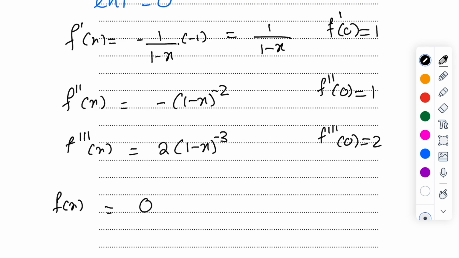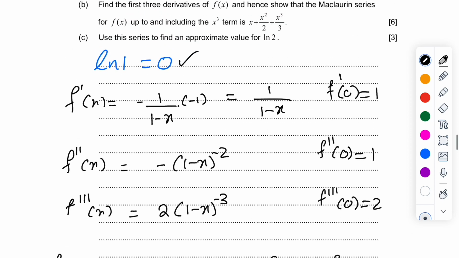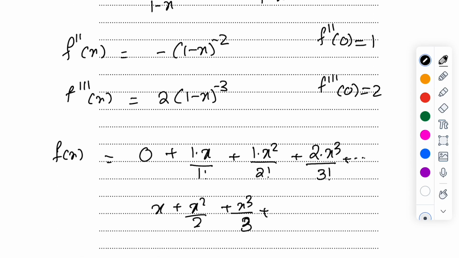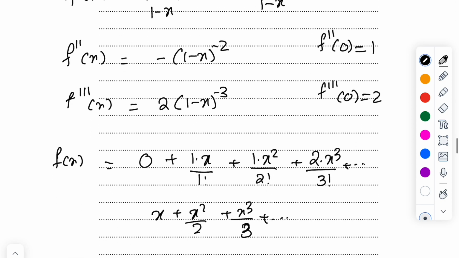In the function, you substitute 0, that is 0 plus first derivative times x upon 1 factorial, plus second derivative times x squared upon 2 factorial, then third derivative times x cubed upon 3 factorial, and so on. So it becomes x plus x squared upon 2 plus x cubed upon 3, plus and so on. Use this series to find the approximate value of ln 2.